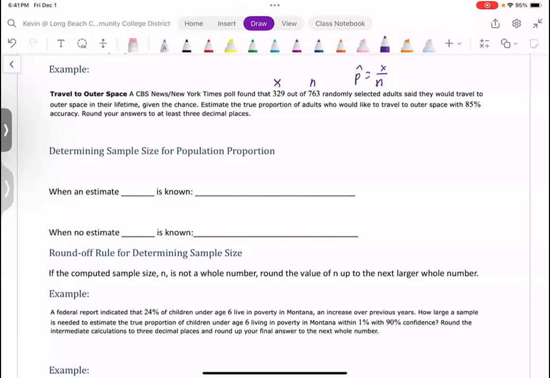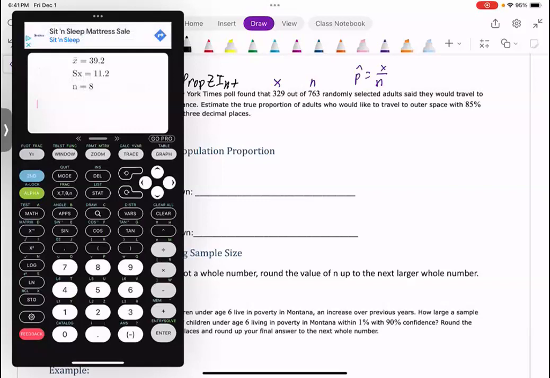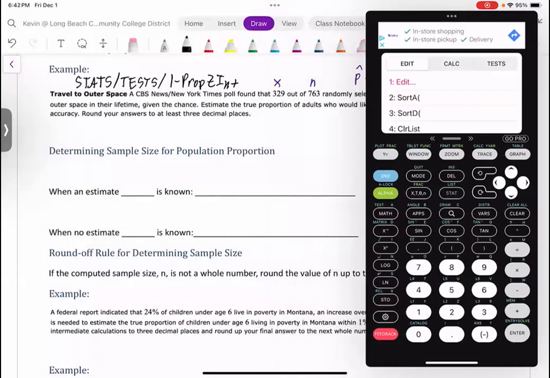All right, so we are going to use stats, tests. This is going to be a 1 proportion z interval. So I'm going to go ahead and find that. I'm going to go to stat, tests. I'm going to scroll down. Now, be careful. There's 1 proportion z test. We'll use that in the next chapter. But for now, we want 1 proportion z interval. There it is.